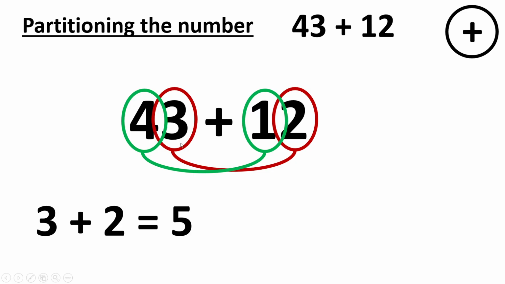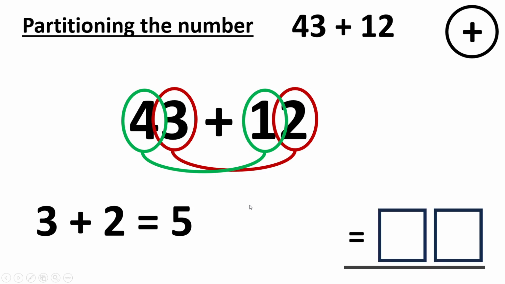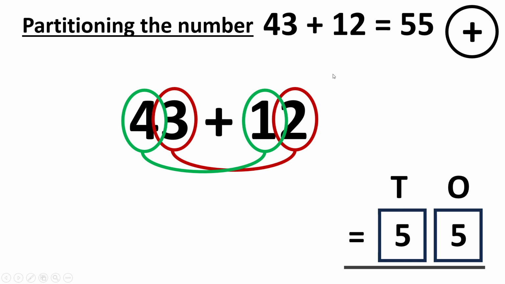So first of all, let's do the ones. 3 add 2 is equal to 5. So in our answer box, we can see that we're going to put 5 in the ones value. Now let's move over to the tens. 4 add 1 is equal to 5, also coincidentally. So we're going to put it in the tens column of our final answer. So we can see that our final answer is equal to 55.